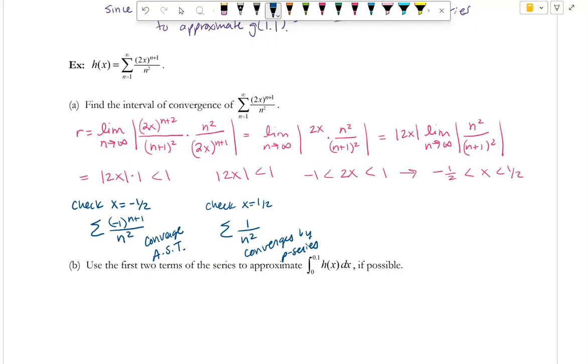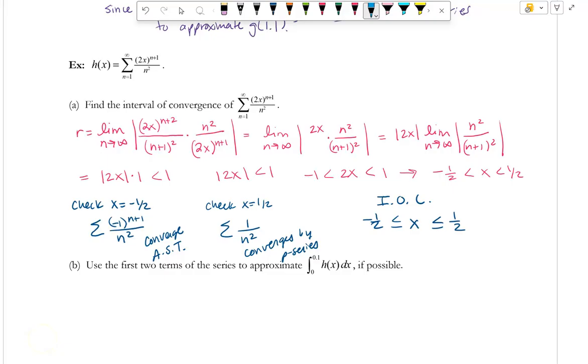Okay, so all of that to say, when I write my interval of convergence, because the series converges when I plug in my endpoints, my endpoints must be included on the interval of convergence.